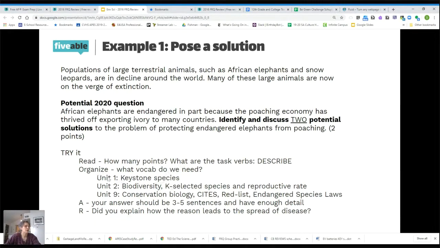Then I organize. What vocab do I need? So I'm like, oh God, African elephants, keystone species. Okay, poaching, population declining. That could be unit 3 too. Biodiversity, selected species, reproductive rate. Okay, we didn't get to unit 9, so you probably won't be asked this, but in unit 9, you would have looked at some conservation biology, some CITES, which is that international treaty on endangered species, the Red List, Endangered Species Act, kind of coming to your mind, what's going on. And then answer.